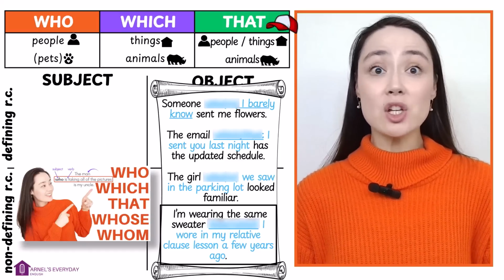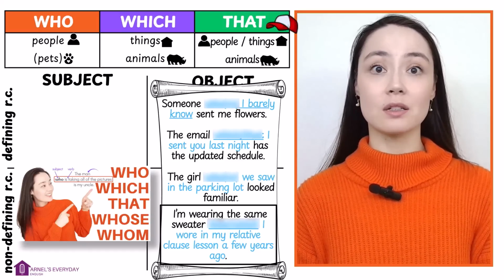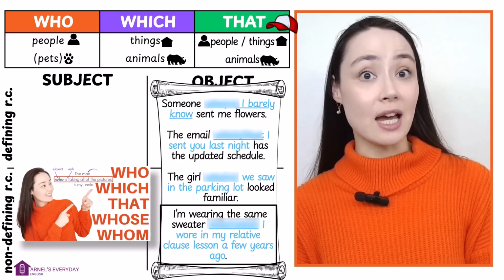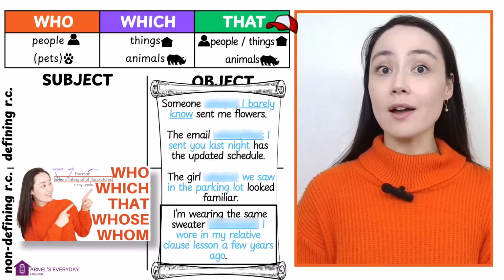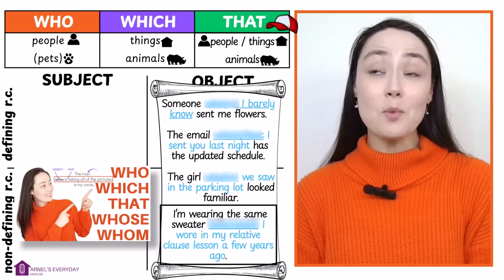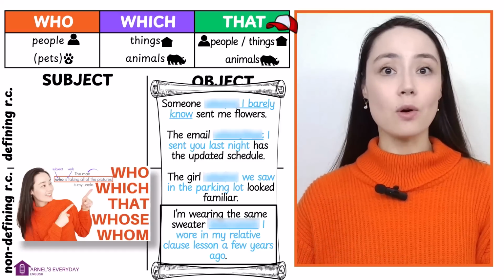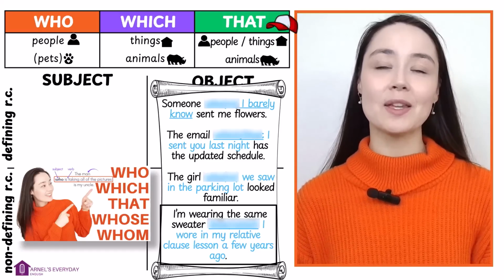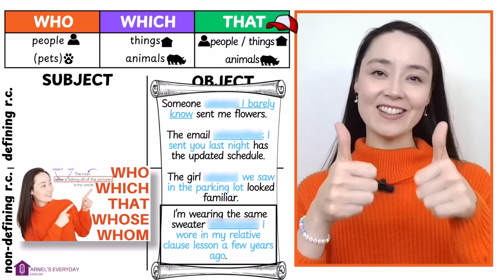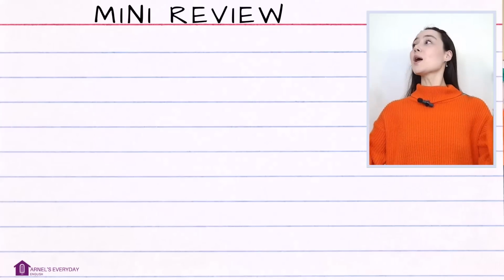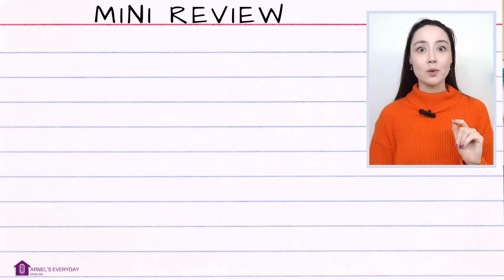If your relative pronoun is the object of a defining relative clause, you can remove it. Someone I barely know sent me flowers. The email I sent you last night. The girl we saw in the parking lot. I'm wearing the same sweater I wore in my lesson a few years ago. Perfectly correct, all good.